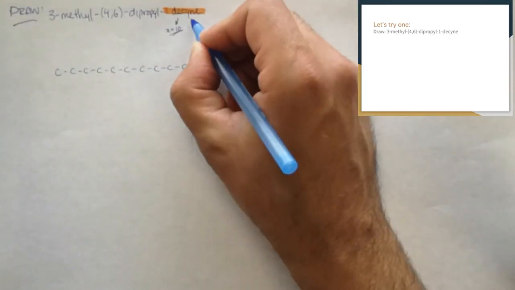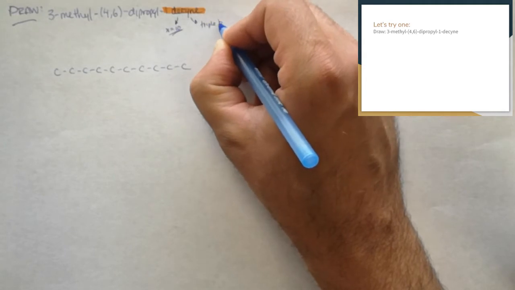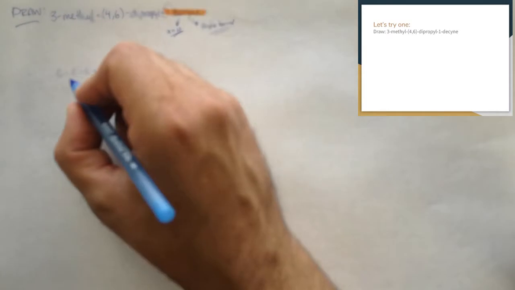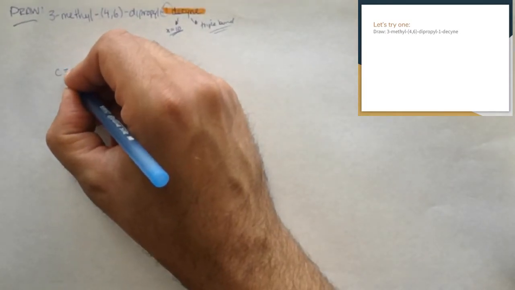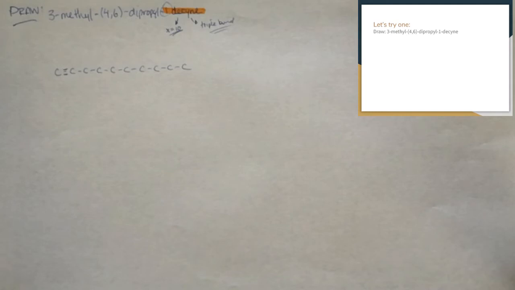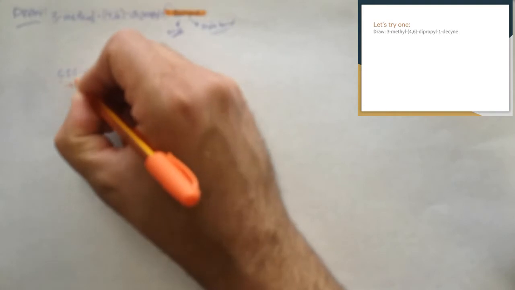Alright, it ends in YNE, which means it's going to contain a triple bond. But where? Bond number 1. So if this is bond number 1, that means that the direction of numbering is going to be from left to right. So let's number these.